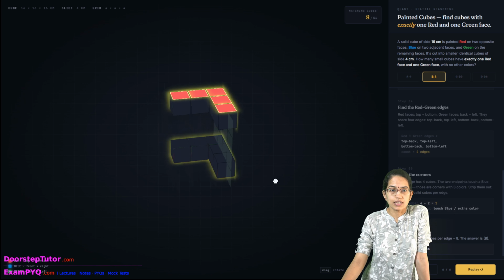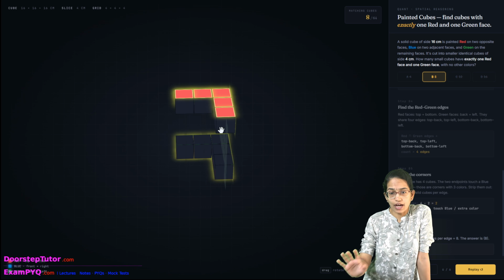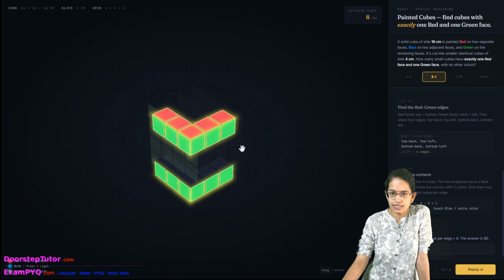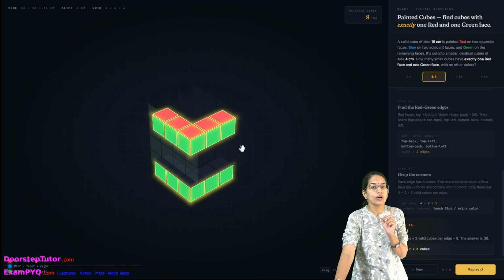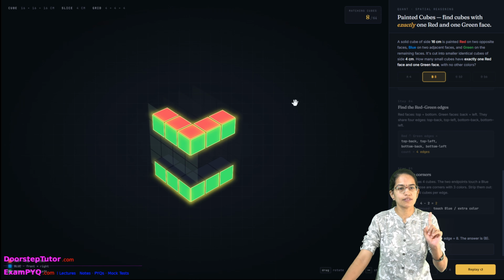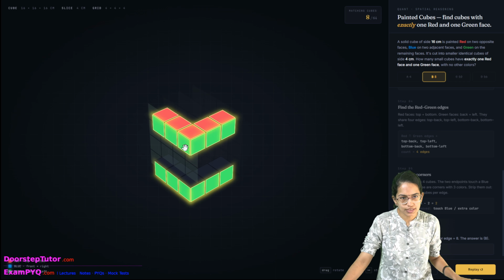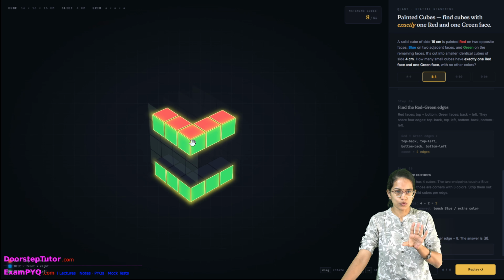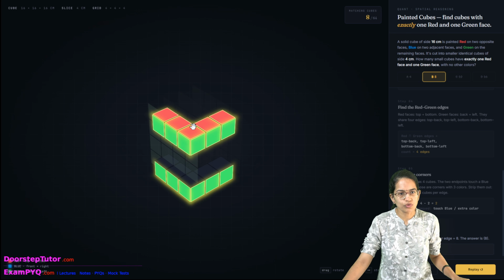Now the question says let's see how many remain, right? So 5 on the top and 5 on the bottom, which have red and green sides, so total 10 cubes. But now read the question carefully. The question says exactly one red face and one green face. Now note that this corner cube has two green faces, so we cannot include this as well. So these would also be removed.